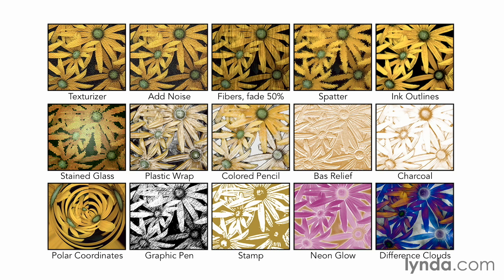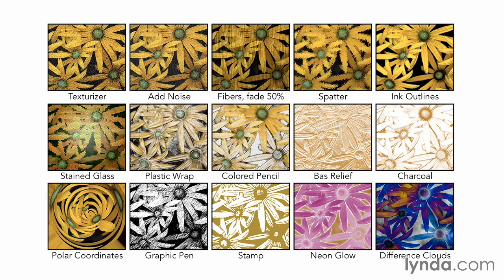Here we can see that you can add a texture on top of your image, or you can add noise, or you can use one of the more creative filters like the fibers to actually add texture by fading the filter back a little. Here I've got an example of it faded to 50%. You can also be creative with filters like the spatter filter, or we can create effects that were traditionally hand-drawn, like the ink outlines. You can convert your image into what looks like stained glass, or have it appear that it is wrapped in plastic.